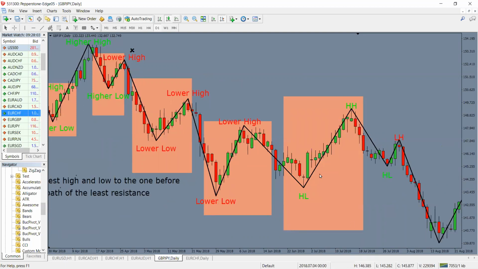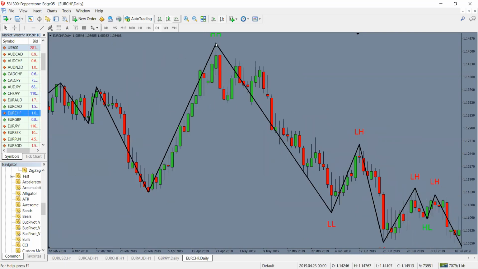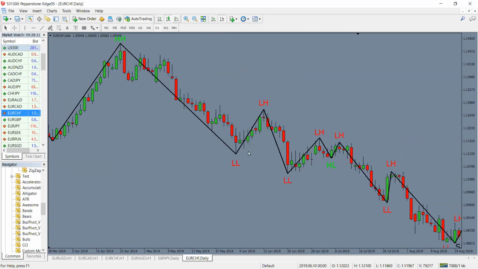Followed by a higher low, higher high, and then a higher low and lower high. So this is somewhat messy already. So let's look at another chart. So this is a higher high, because this is a high higher than the previous high, and then followed by a lower high. Same thing, I'm just comparing to the previous level.